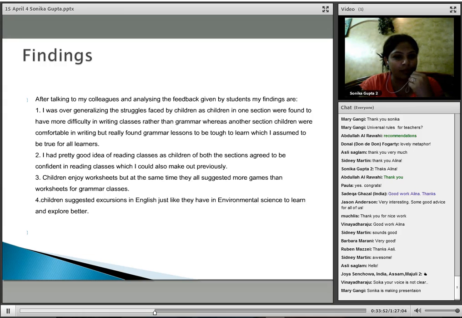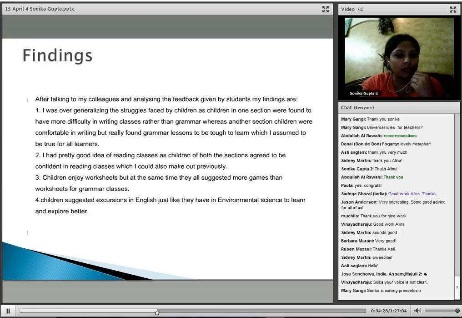After talking to my colleagues and analyzing the feedback given by students, my finding is that I was really overgeneralizing the struggles faced by children. As a teacher, what I could sense on the surface level was that children were finding grammar lessons less interesting. But when this data was collected, I realized that no, not only grammar. In another section, grammar is going fine, but they are finding writing quite difficult to understand.